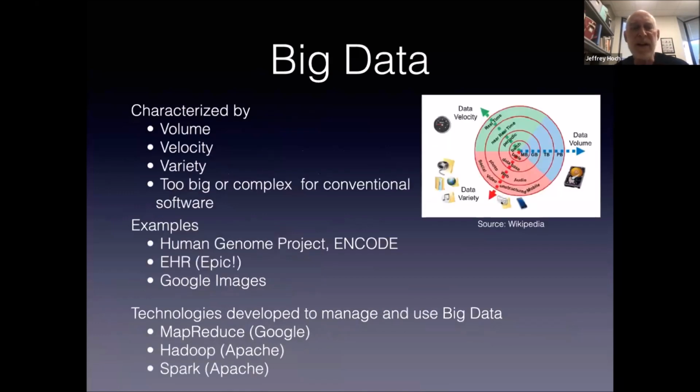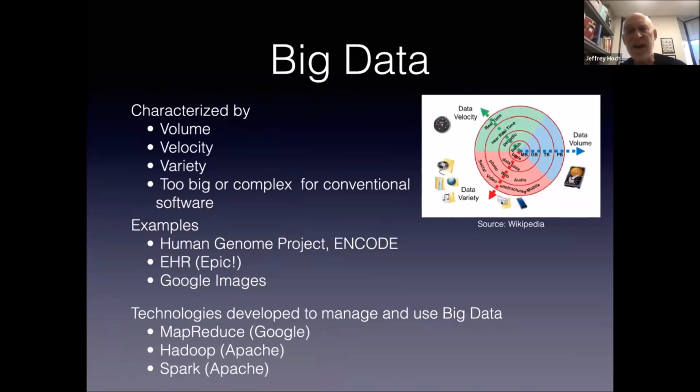So, what is big data? Well, it's a little bit like the Supreme Court in the United States' definition of pornography. You know it when you see it. It's a little harder to actually give a precise definition. It's generally characterized by volume, the speed at which it gets emitted, the variety. But the bottom line is big data usually refers to data that's too big or complex for conventional software.